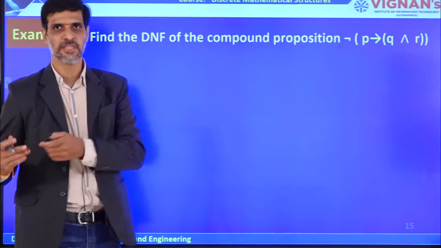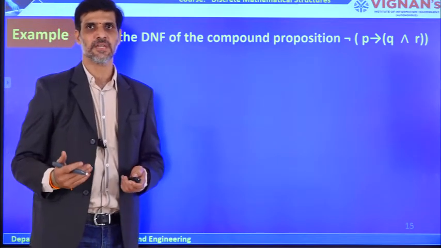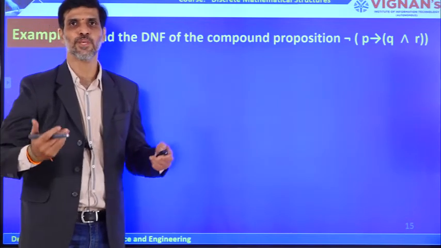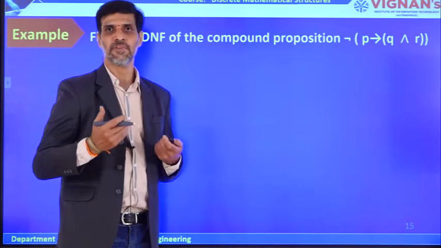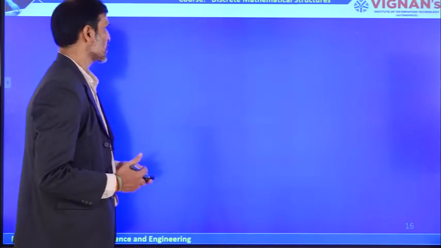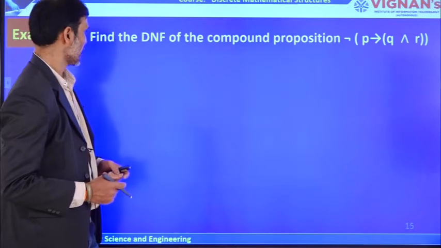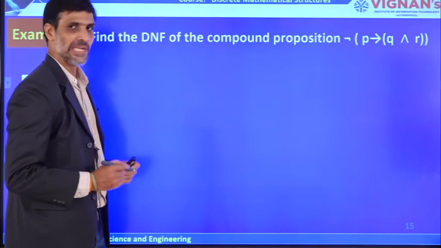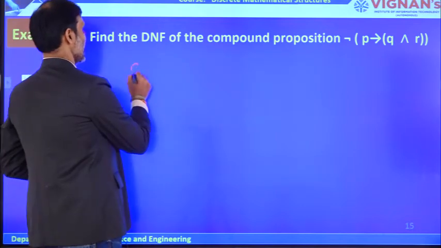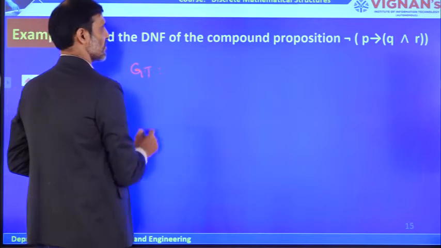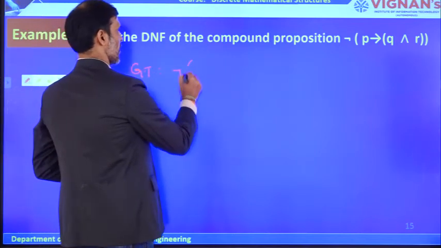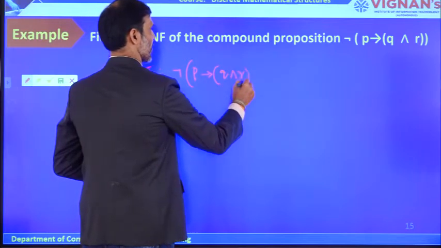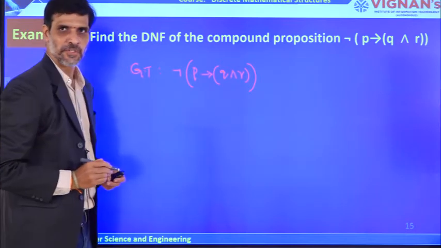What is the second method? The second method is converting the given compound proposition into disjunctive normal form using logical equivalence laws, which we discussed. So let us try to convert this using logical equivalence laws. The given compound proposition is negation of P implies Q and R. This is the given compound proposition.